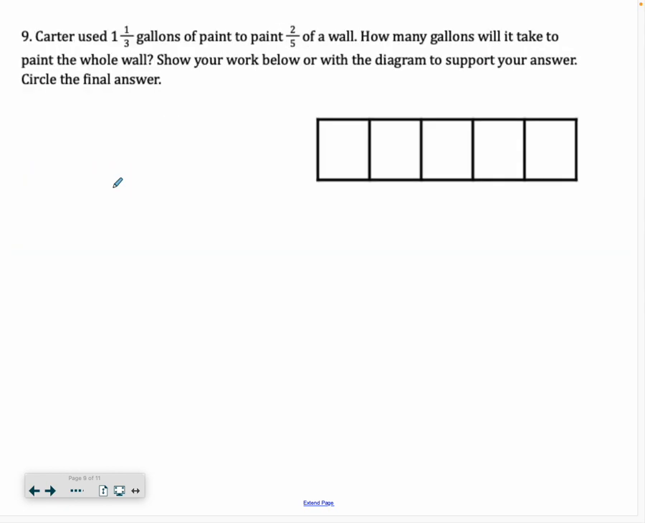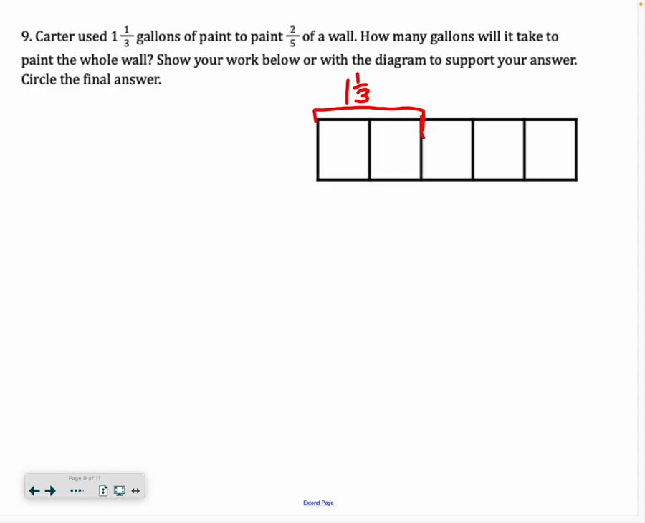Okay, this one's similar, but I think this one's probably a little easier. Carter used 1 1/3 gallons of paint to paint 2/5 of a wall. How many gallons will it take to paint the whole wall? Show your work below with the diagram to support your answer. 2/5 of the wall he has painted. So we see we have a tape diagram split into fifths. So using the information from the problem, 2/5 of the wall used 1 1/3 gallons of paint.